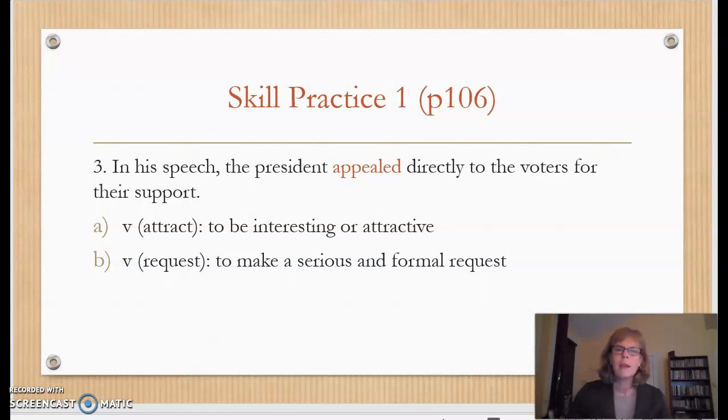Number 3, the president appealed directly to the voters. Did you choose A or B? I chose B. I see that appealed directly to the voters, a president asking for something from the voters. And that is to make a serious and formal request. You're right. Instead of to be interesting or appealing or attractive. Different.